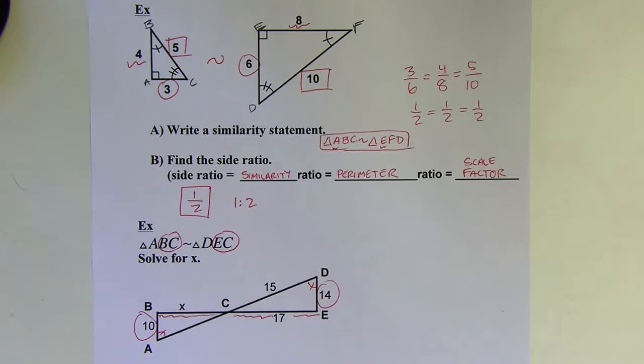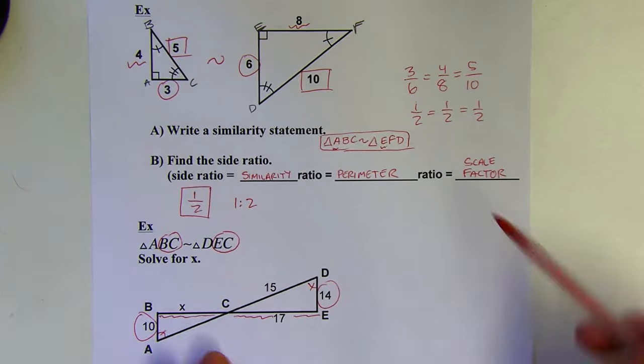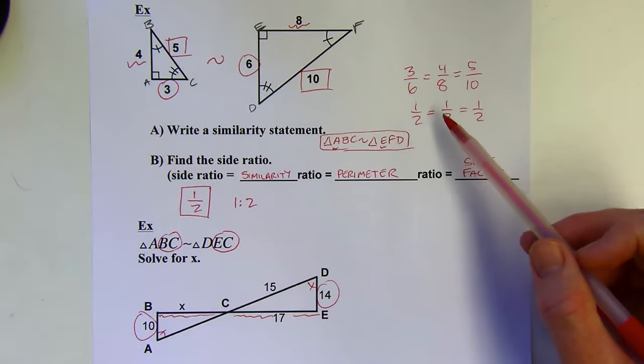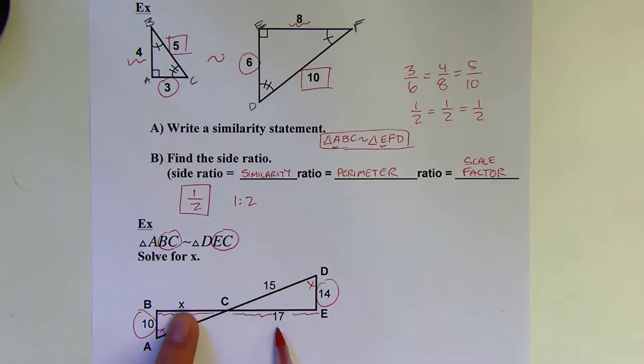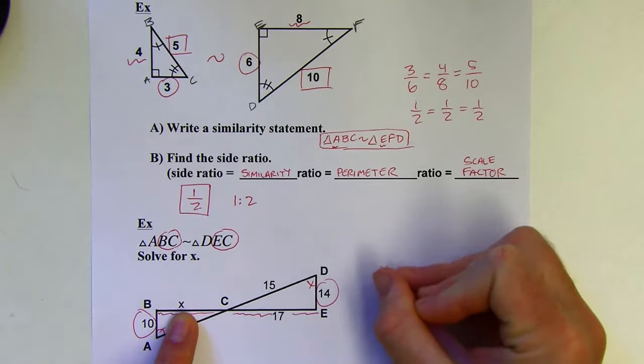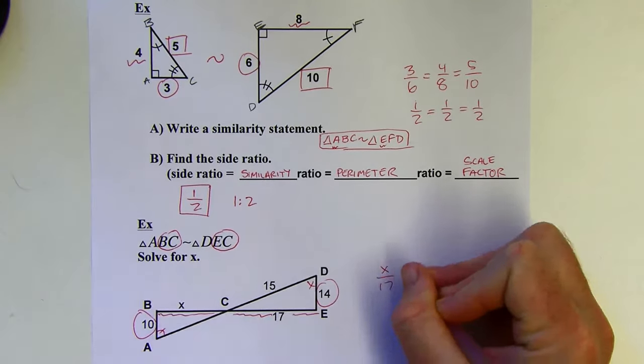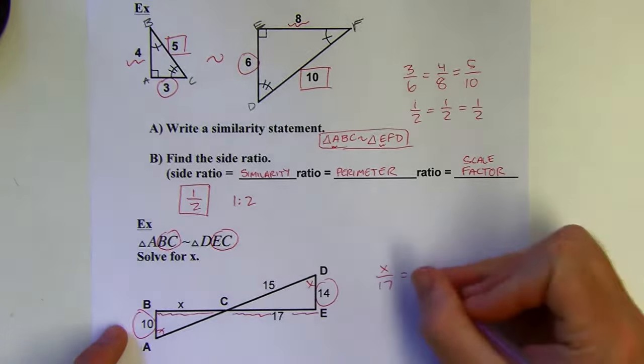But now what I can do is write a proportion. These sides are going to be in proportion. So a proportion is just fractions that are equal to each other. Okay, so now I can say x is to 17 as 10 is to 14.